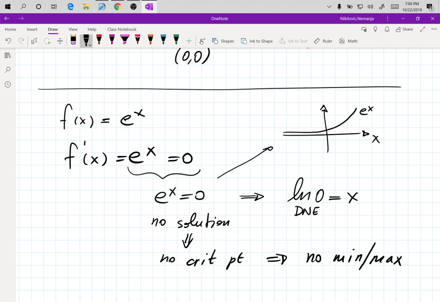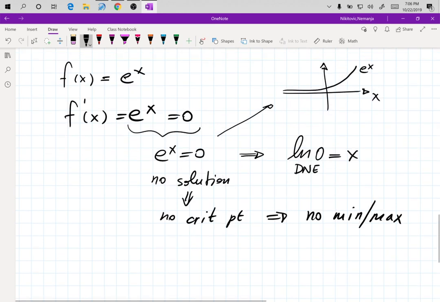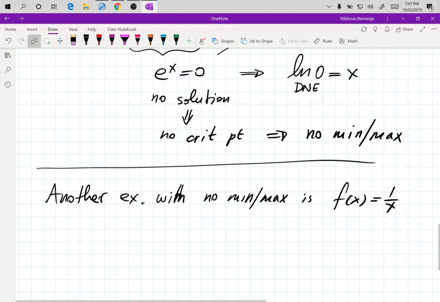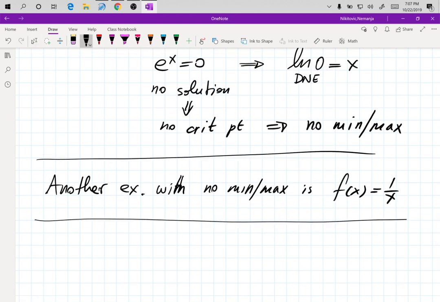Now there are many functions that have no min or max. Another example of this would be obviously 1 over x. It has no min, it has no max. So you can try and work out 1 over x. So another example with no min max is f of x equals 1 over x, and I invite you to try that on your own time.